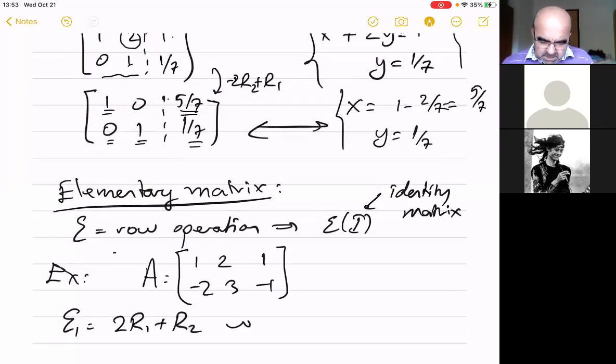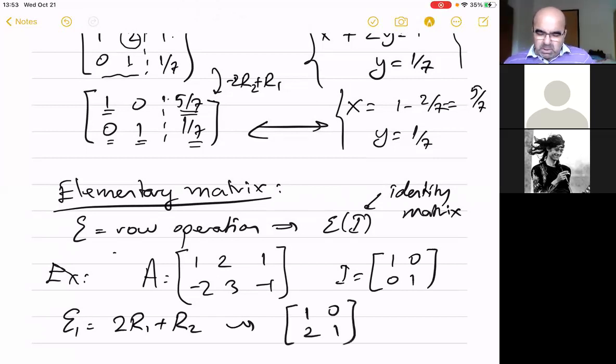Remember, the 2 by 2 identity matrix is 1, 0, 0, 1. When you apply this epsilon 1 to the identity matrix, what do we have? 1, 0, 2, 1. Okay, this is the first. Let's call this matrix E1.